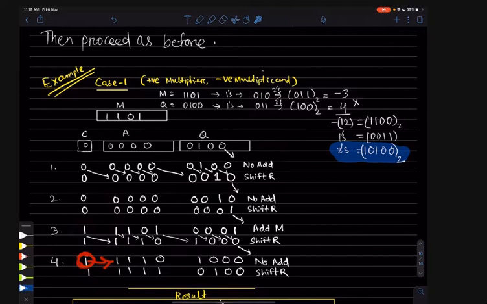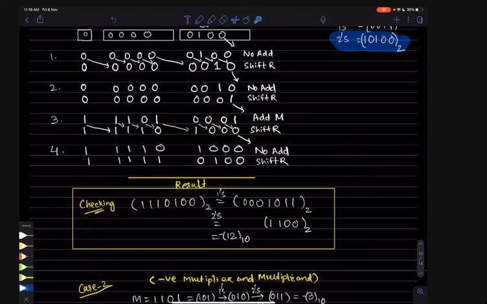Think that there are n number of bits here. After this n number of bits, all are having the same sign. So whenever there is a 1, you have lots of ones here. So whenever you do the right shift, you will get only ones here. Done. Next we will go for case number 2.